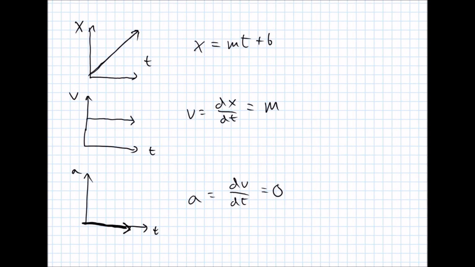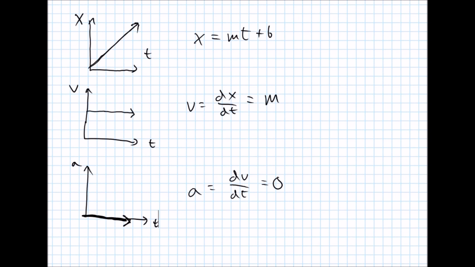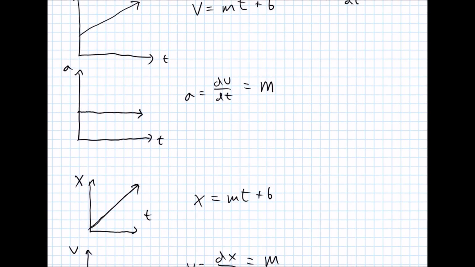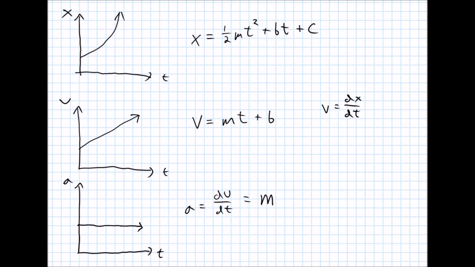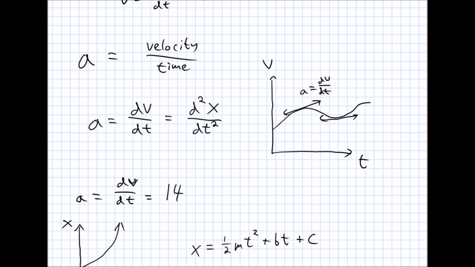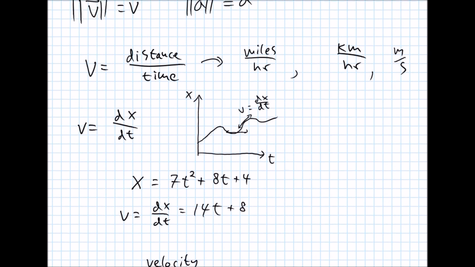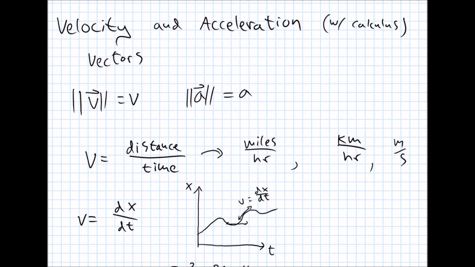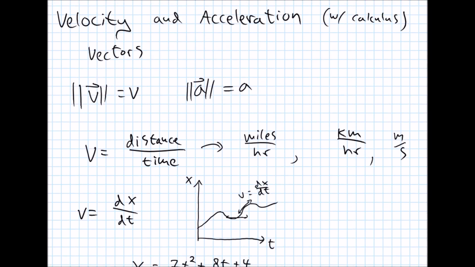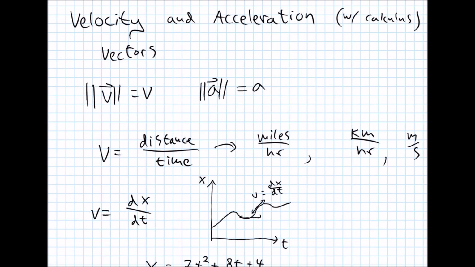And that's about it for our discussion of velocity and acceleration. Velocity is the change in displacement over time, and acceleration is the change in velocity over time. It's important to recall that they're both vectors, but for this discussion, we mostly concerned ourselves with their magnitudes.